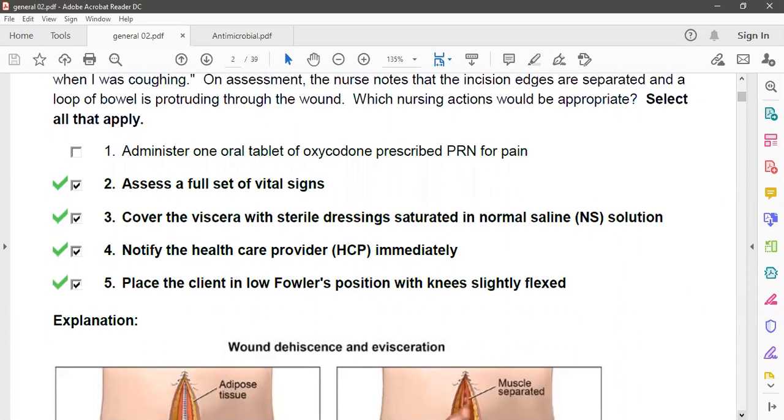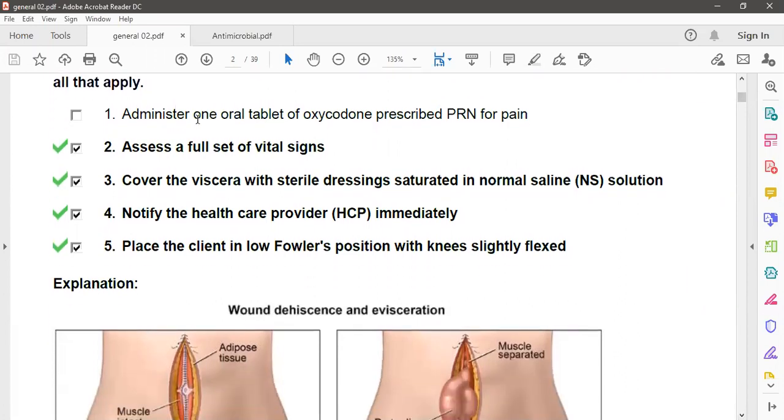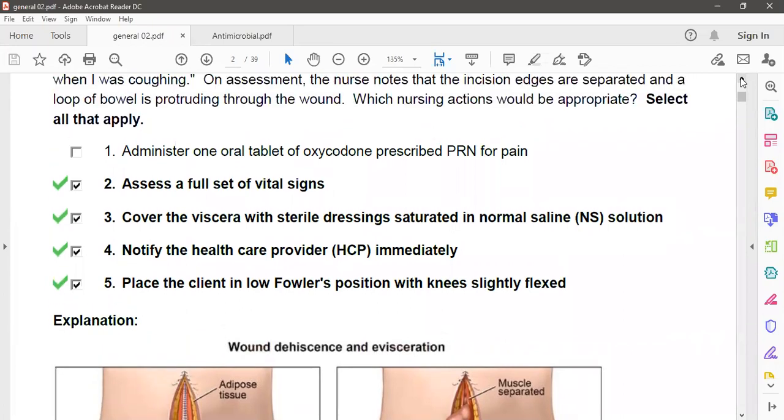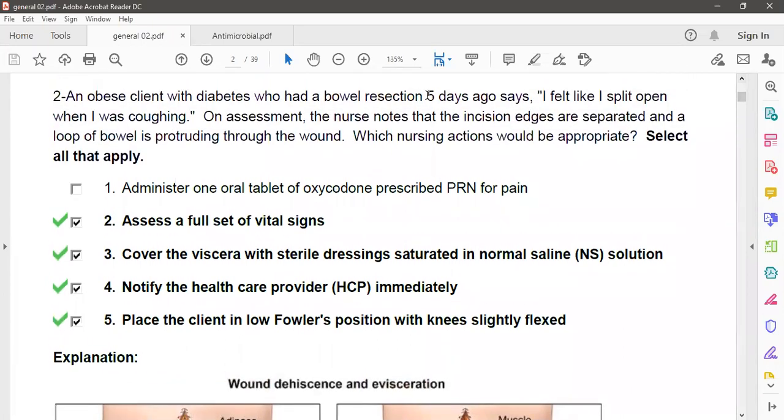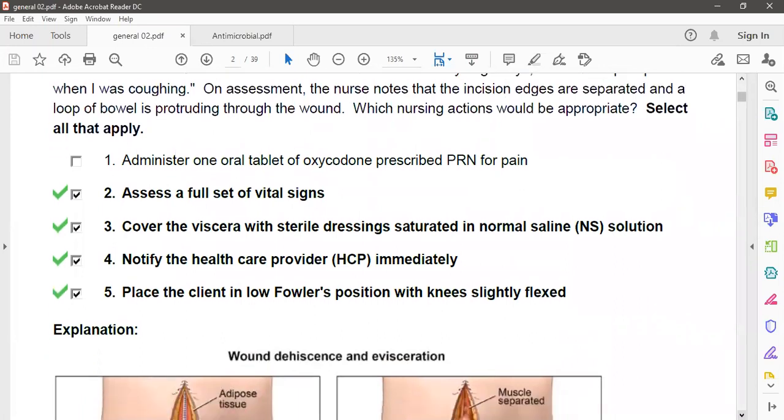what could we do? Number 1, administer one oral tablet of oxycodone. If the patient does not complain of pain, we do not need to give any medication. But if the patient complains, we can give it as prescribed. But if you read this question, the patient does not mention any pain complaint. So this is not a choice.